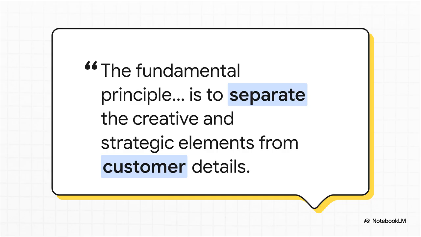Okay, so this right here, this is the golden rule. The fundamental principle is to separate the creative and strategic stuff from the specific customer details. Think about it. You let the AI handle the heavy lifting on things like structure, tone, and creative ideas. But you, the human, you're the gatekeeper of the sensitive info. You only add that stuff in manually, right at the very end. And what's cool is, this isn't just about security. It actually forces you to be a better strategist, to really think through your message before you ever hit generate.